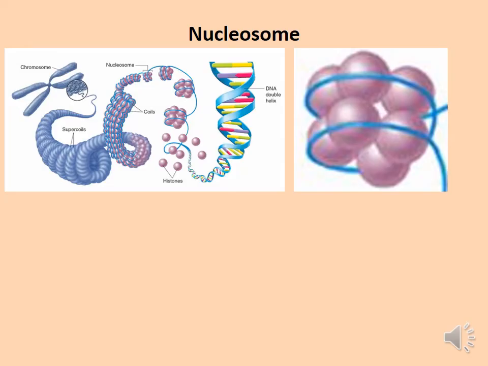At the very basic level of nuclear DNA organization, histone proteins bind with DNA to give a beads on a string appearance. So these are the beads and this is the string. These beads are called nucleosomes, and each of these nucleosomes is made up of 8 histone molecules surrounded by the DNA.